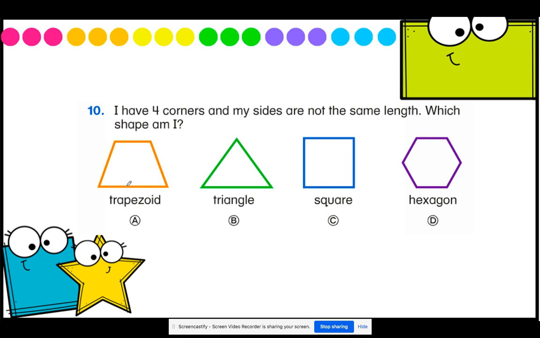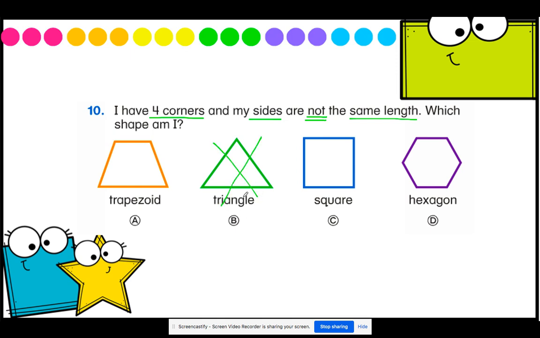All right, question number 10. It says, I have 4 corners and my sides are not, keyword there, are not the same length. Which shape am I? All right, so we have 4 choices, a trapezoid, a triangle, a square, and a hexagon. The first clue that it gives us is that the shape has 4 corners. I see some shapes with 4 corners, but I see other shapes that do not have 4 corners. If they don't have 4 corners, I know that that is not my answer, so I'm going to cross those out. I know a triangle has 3 corners, so that can't be my answer.